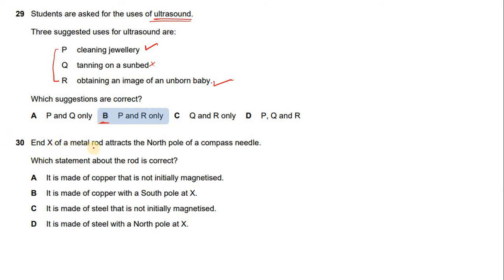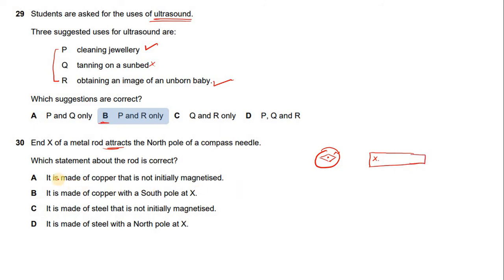End X of a metal rod attracts the north pole of a compass needle. Which statement about the rod is correct? So you have a compass needle, and the north pole of this compass needle is attracted by a rod. This is the rod and X.